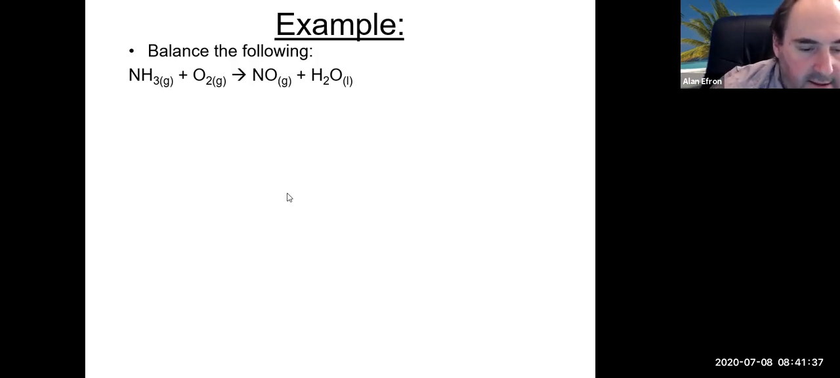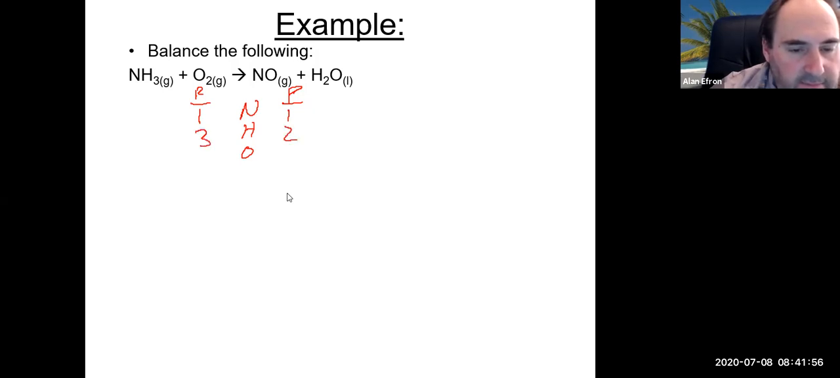Okay, so let's take a look and see how we're doing. So we have nitrogen, hydrogen, and oxygen here. Left-hand side there, we have 1 nitrogen. Right-hand side, we have 1. Left-hand side, we have 3 hydrogens. Right-hand side, we have 2. And left-hand side, 2 oxygens. And we have an oxygen in each of these, which makes 2. So it does appear almost like it's pretty balanced there.